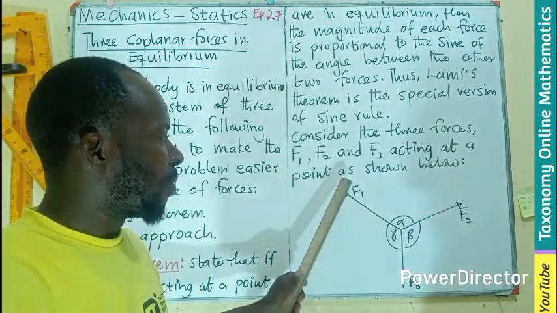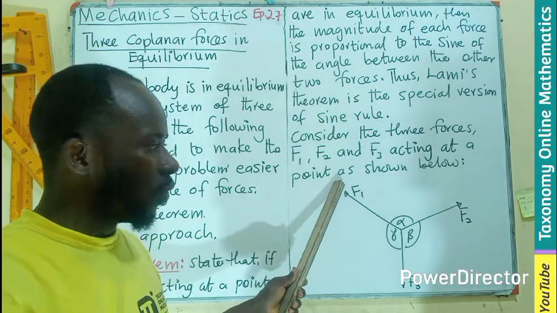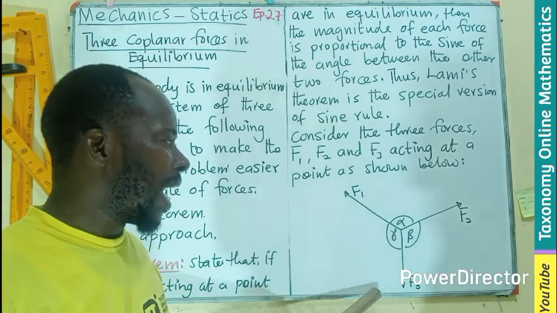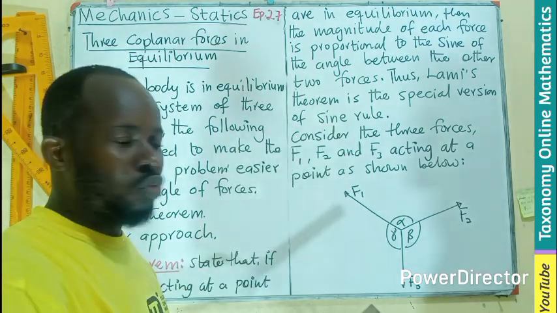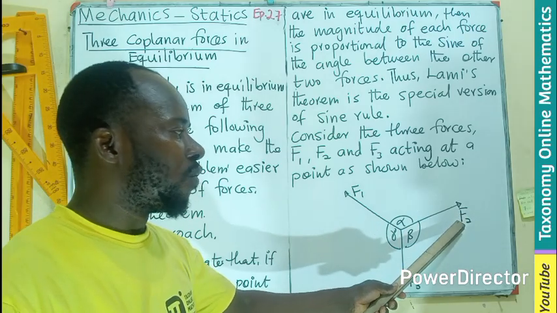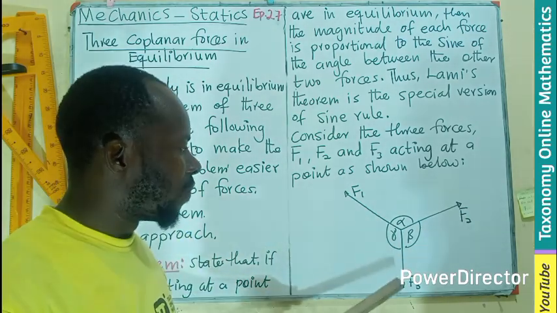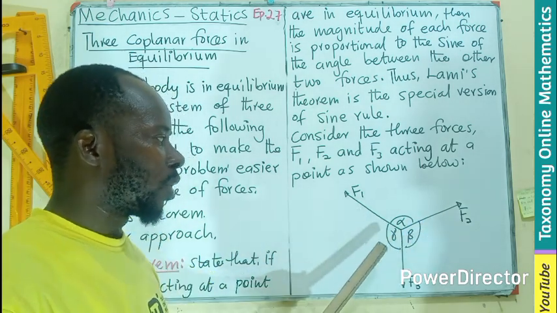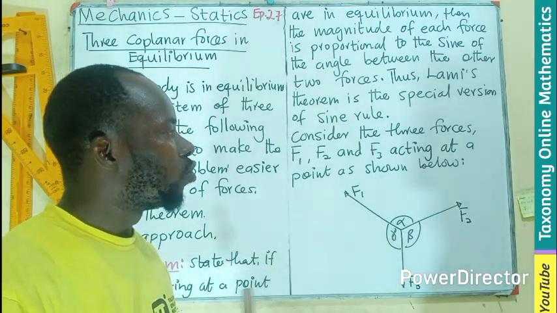So you can see, if I'm referring to force 1, what are the other two forces? The other two forces are force 2 and force 3. What is the angle between them? The angle between them is beta. So force 1 is proportional to the sine of this angle. If I am referring to force 2, which other forces am I having? I'm having force 1 and force 3. What angle is between them? Gamma. So force 2 is proportional to the sine of gamma. Likewise, force 3 to alpha.